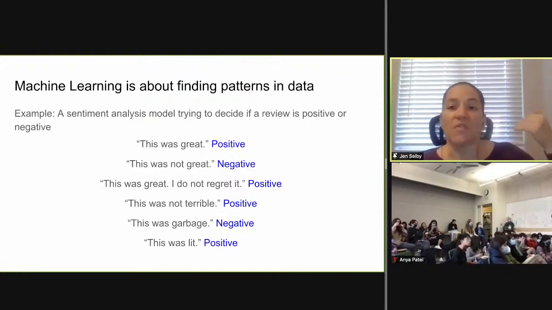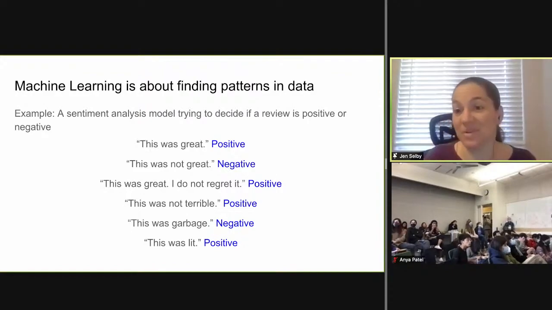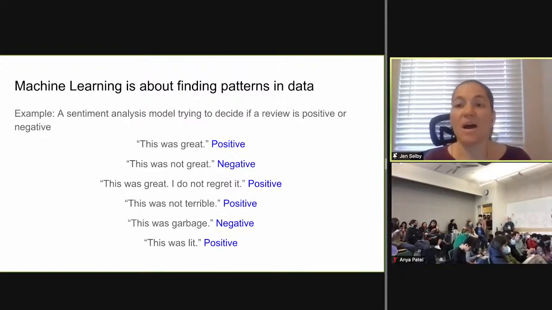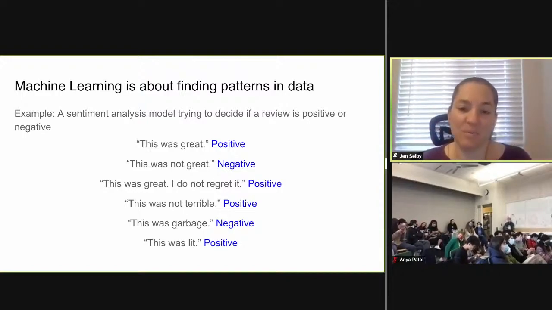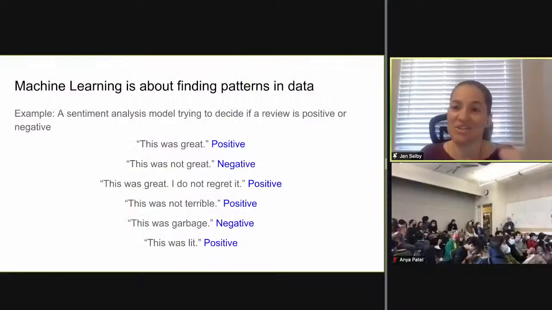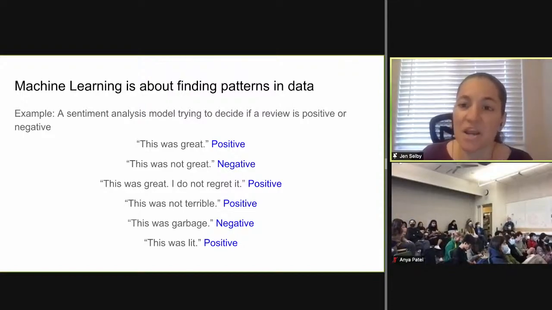So if you can imagine, there might be some that are really simple, at least for humans. Say, this was great. Okay, that's a positive review. This was not great. Okay, as soon as you put that not in there, it's a negative, right? And similarly, you could have this was terrible, this was not terrible, obviously negative, positive. But then as you start getting longer reviews, it becomes a little bit more complicated. So there's a not and a great in there, but the not's not with the great, so it doesn't change, it stays positive, right?